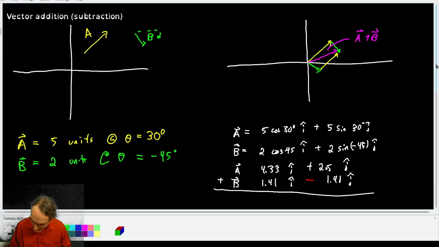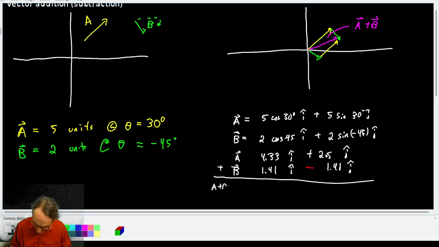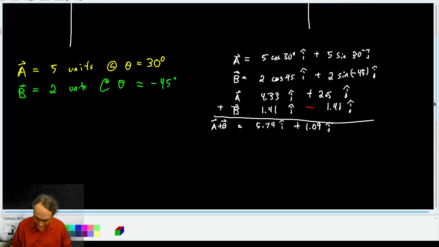If we add these two vectors together, we get A plus B in component form, which will be 5.74 in the i hat direction, and I'm going to use a calculator so I don't make a dumb mistake here, 2.5 minus 1.41 is around positive 1.09 in the j hat direction. Now this is an acceptable answer for the sum of these two vectors. It's in component form. We can always use our rules for conversion and change this over.